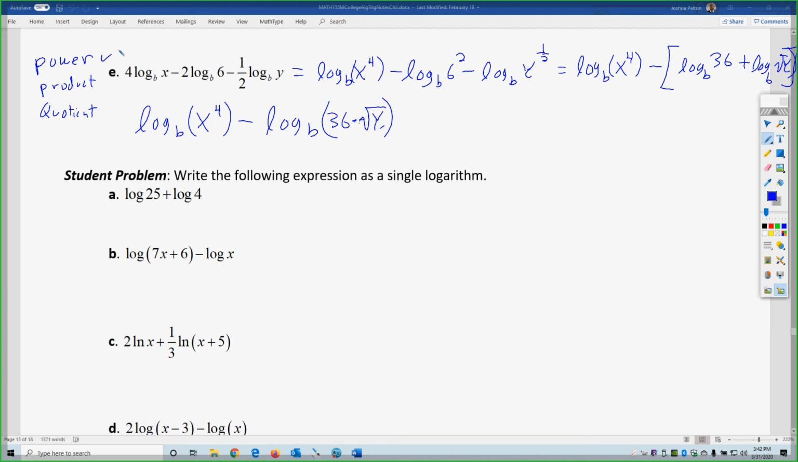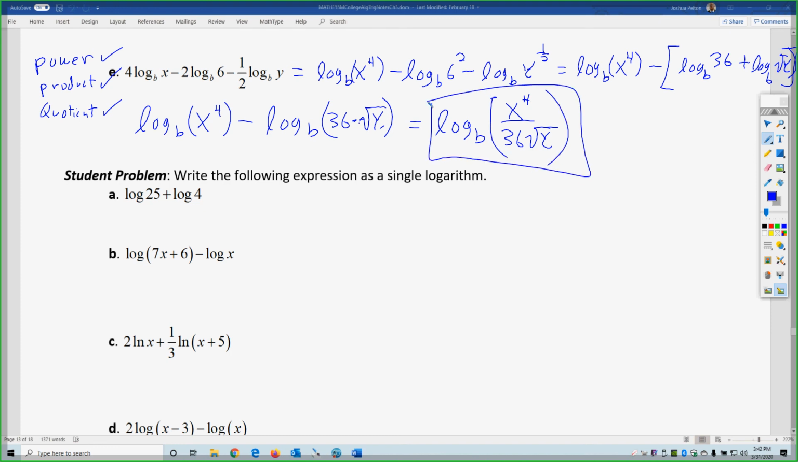Okay, so I did the power first. I did a little simplification by taking out the negative by factoring out. Then I did the product rule. Now I can do the quotient. So I get log base b, the numerator is x to the fourth, and the denominator is 36 times the square root of y. Put parentheses around that, and that is our final log. All right, pause the video, try the student problem.